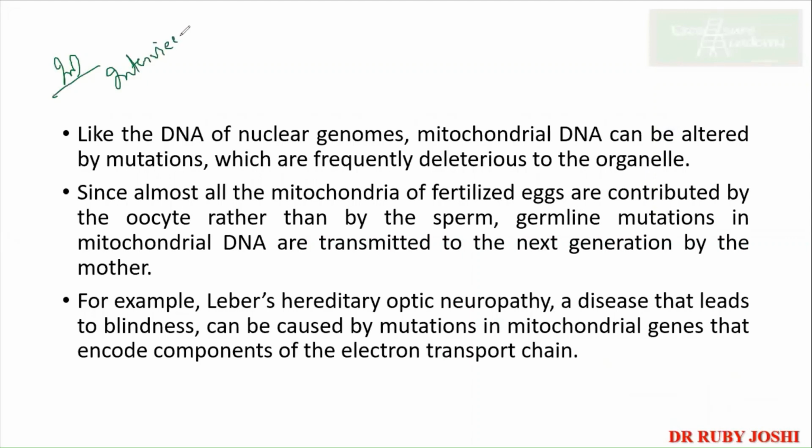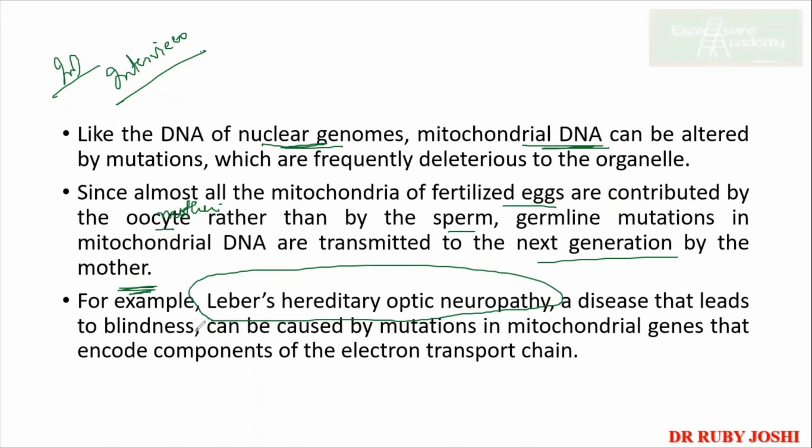This question has come for your interview. We once asked this in an interview. Like the DNA of the nuclear genome, mitochondrial DNA can be altered by mutations which are frequently deleterious to the organelle. So as you can have mutations in the nuclear genome, in the same way you can have mutations in the mitochondrial DNA. All the mitochondria of the fertilized egg are contributed by the oocyte, that is, from the mother only, rather than by the sperm. The germline mutations in the mitochondria are transmitted to the next generation by the mother. Here is one example, known as Leber's hereditary optic neuropathy. This you have to remember a little. It leads to blindness and can be caused by mutations in the mitochondrial genes that encode components of the electron transport chain. Okay, did you get the point?